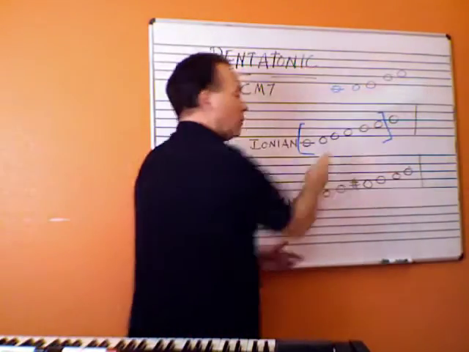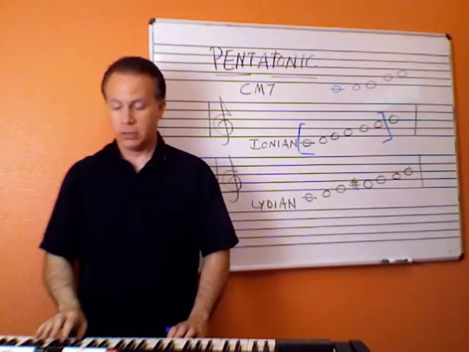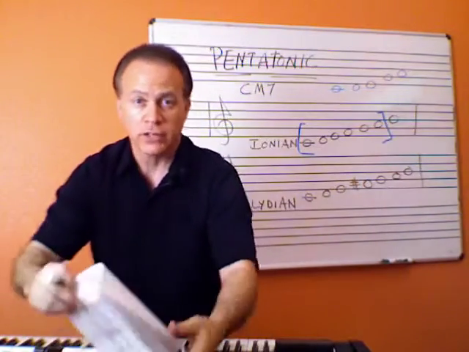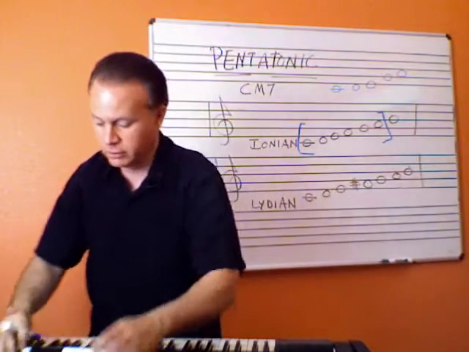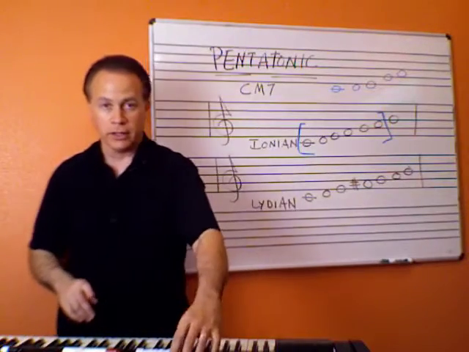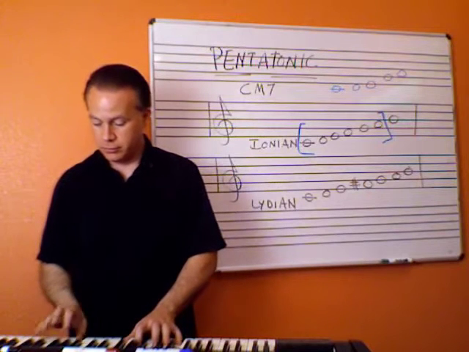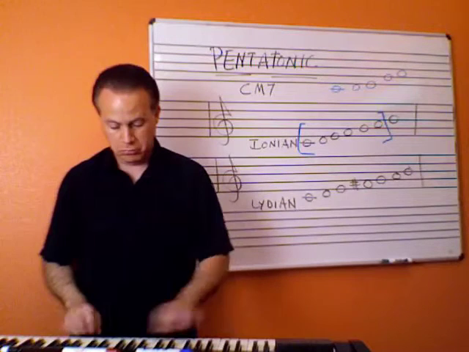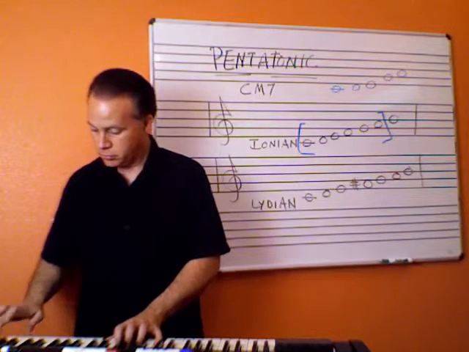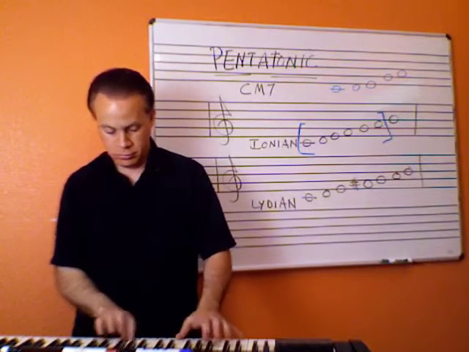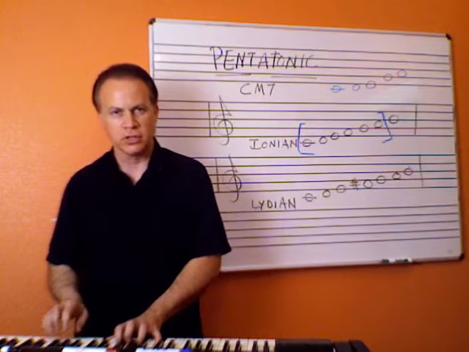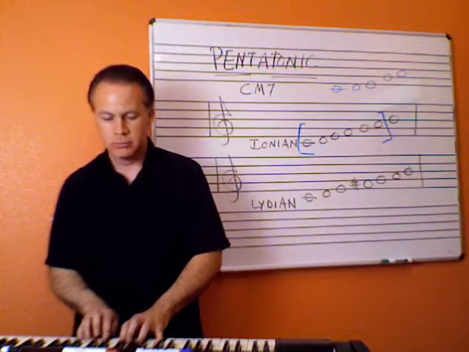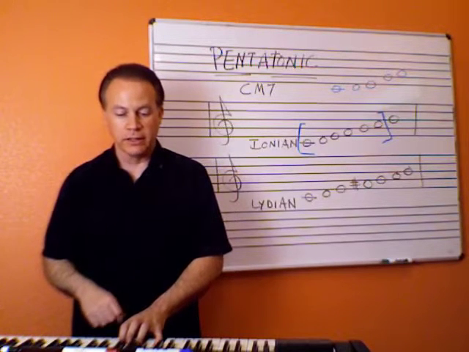Let's go to G. The G pentatonic scale would be G, A, B, D, and E, 1, 2, 3, 5, 6 of the G major scale. Let's go ahead and hear what that sounds like over the C major 7th chord. That sounds pretty good. All I'm doing is just playing the G, A, B, D, and E. That sounds pretty good. Listen to the little pattern we've got in example 5 here.